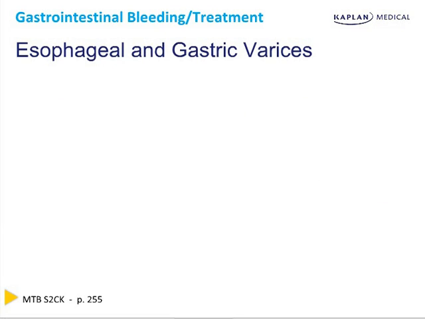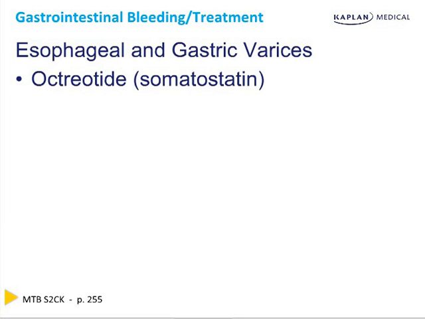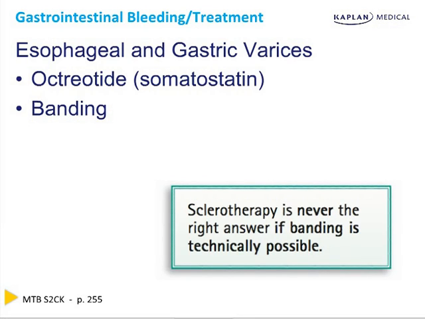Some patients will present with gastrointestinal bleeding due to esophageal or gastric varices. These patients in history will have chronic liver disease, specifically cirrhosis. Octreotide or somatostatin is used to decrease portal hypertension. Banding can then be performed by endoscopy to obliterate the esophageal varices. Keep in mind, sclerotherapy is never the right answer if banding is technically possible.